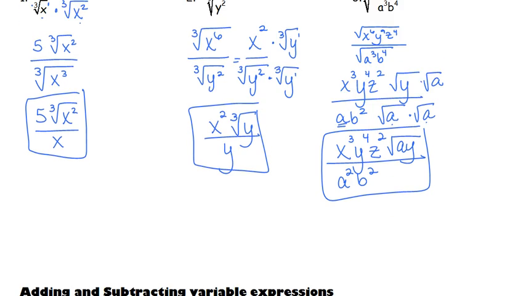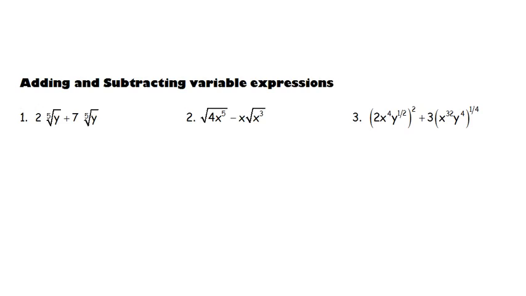Alright, last topic for today is adding and subtracting variable expressions. Anytime we are adding or subtracting with variables, we have to have like variables. Same is going to be true for radicals. If we're going to add radicals together, they must be like radicals. And this is what makes them like radicals. Same radical, same piece on the inside. So I have 2 of these plus 7 of those. So now I have 9 of them. The radical is not changing, just the how many.